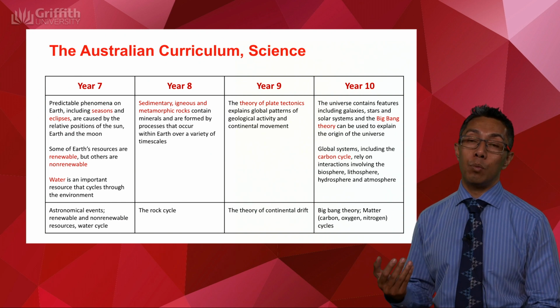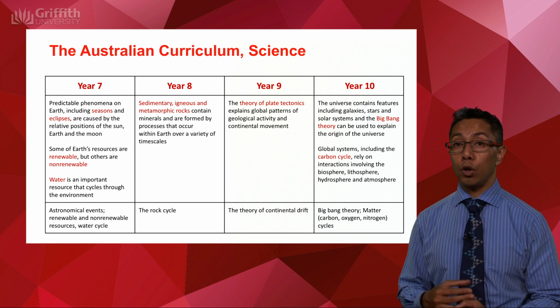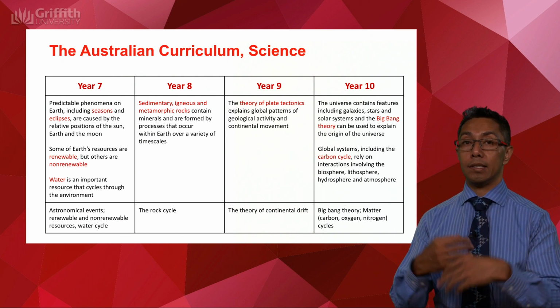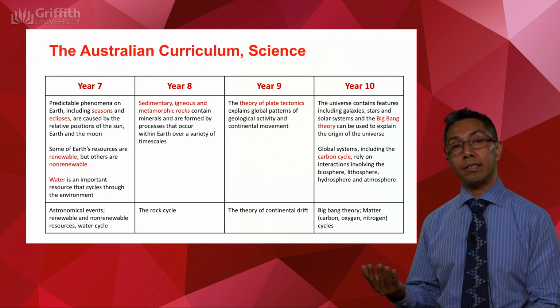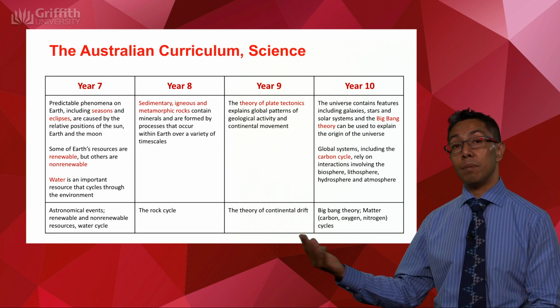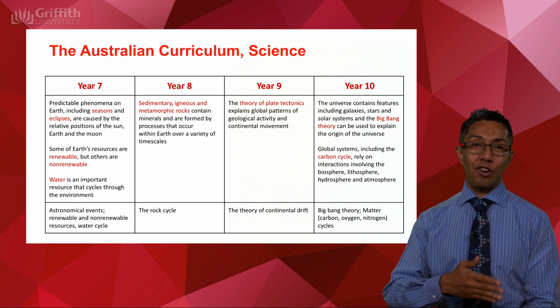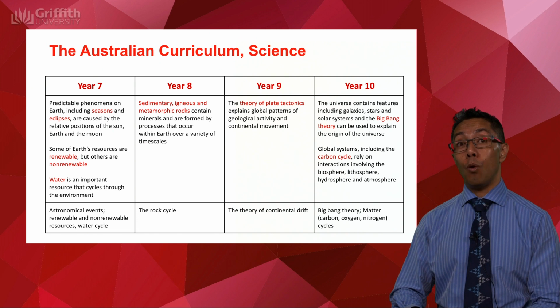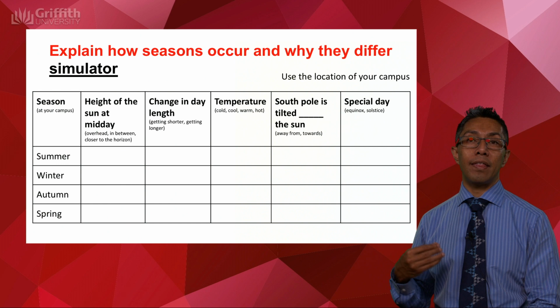Then in Year 10, we have a look at the Big Bang Theory, which is the organising framework within astronomy and explains a lot of the phenomena there, as well as having a look at the matter cycles. So these are the concepts that you're going to have to get your head around if you're going to teach the Earth and Space Sciences strand well in junior secondary. So let's kick things off. Let's have a look at the seasons.